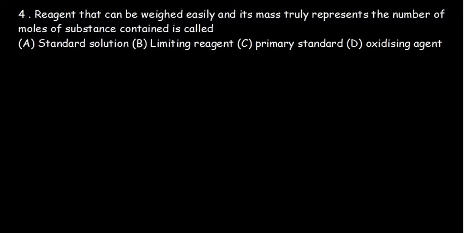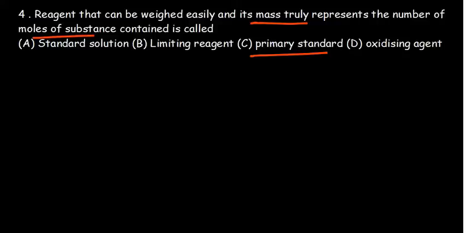A reagent that can be weighed easily and whose mass truly represents the number of moles of substance contained is what we call a primary standard. A primary standard can easily be weighed and its mass truly represents the number of moles contained.